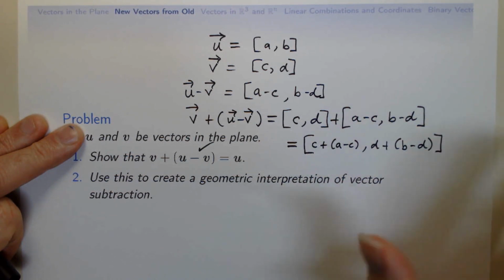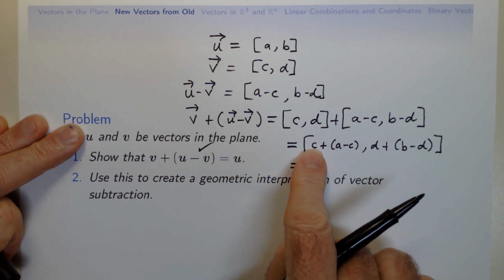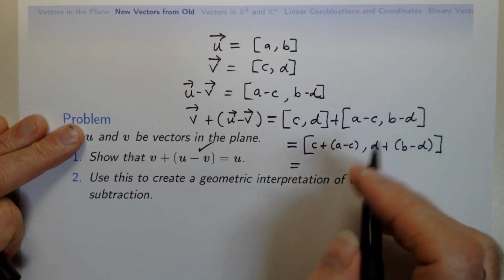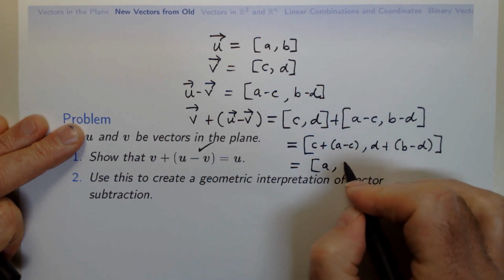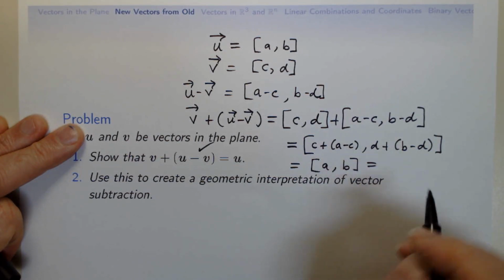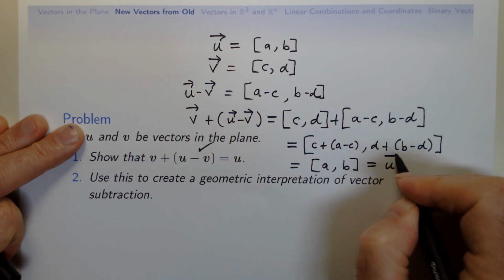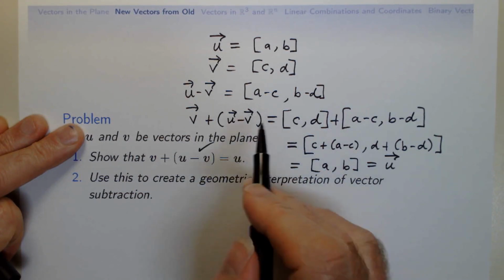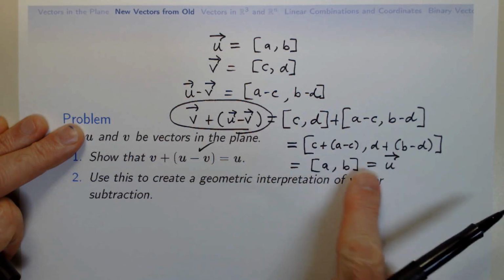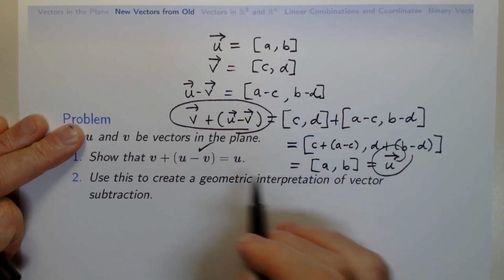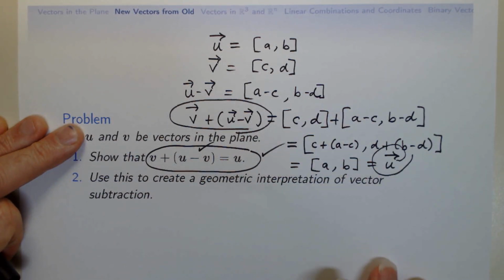I'm showing this to you in all the gory details. You can skip some of these steps. But the net result is, in the first component, I'm going to have c plus a minus c. That's simply a. And I'll have d plus b minus d. That is simply b. And we recognize that the vector ab is none other than our old friend, the vector u. So if we think about this, beginning on this extreme left-hand side, we've shown this extreme left-hand side is equal to this extreme right-hand side. So we've fulfilled the requirements of this problem. We've shown that that's always true.